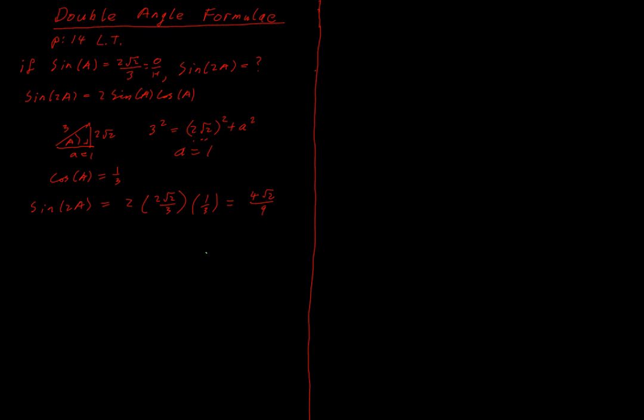How did we approach this? We were given information about sine A. That allowed us to construct a model triangle to figure out what sine, cos, and tan of A would be. We were asked about sine 2A, so I go to page 14 of my log tables and see what different tools are available to me. I see that I have something about sine 2A that involves sine A, so that's the version I'm going to use. And from there, I just substitute in and simplify.